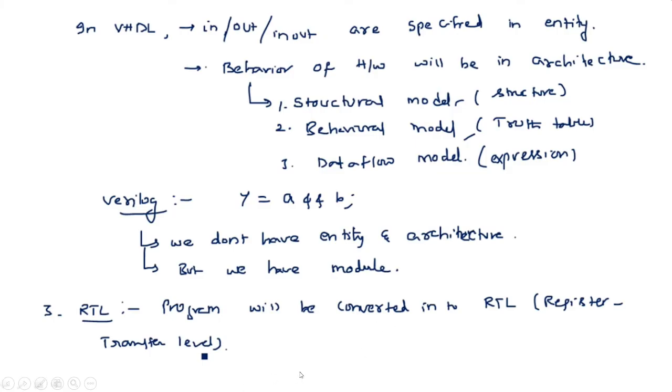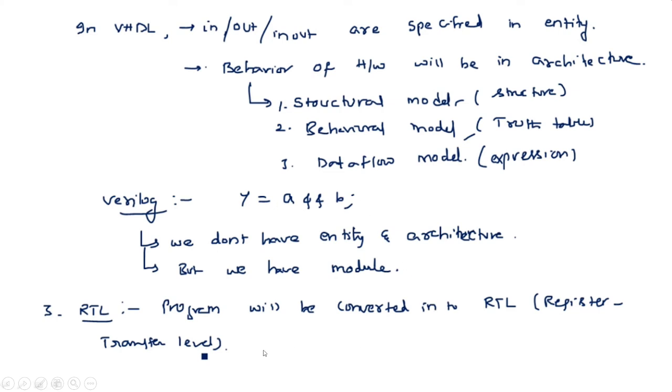Actually, in Verilog we don't have entity and architecture, but we have module. As I told you in the starting, we need to write the Verilog code from module, and it should end with endmodule. So Y equal to what? A logical AND of B. Like this we need to write.